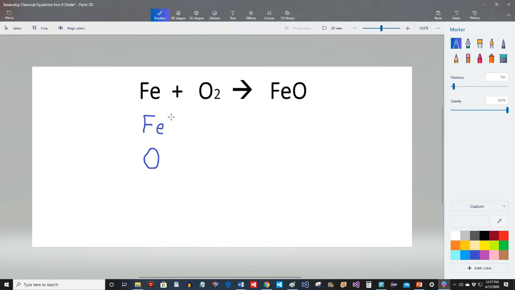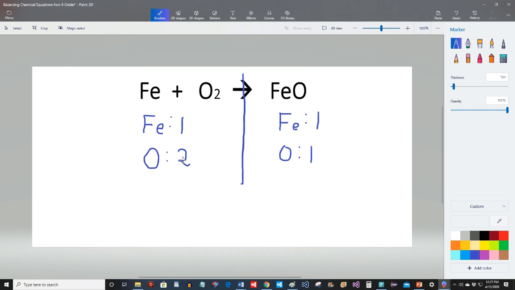Try not to do it in your head. Resist that temptation. It might be a little bit faster, but when you get to really complex ones, you're going to regret it. So this arrow separates our reactants and our product, just one product here. And just as I wrote iron and oxygen on this side, I'm going to write iron and oxygen on this side. And we're going to take an inventory list. We have one iron here, two oxygens here. We have one iron here and one oxygen there. This is not balanced. So we've got to do something about the oxygen.